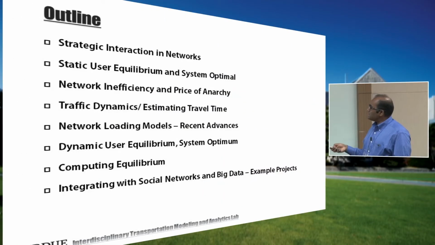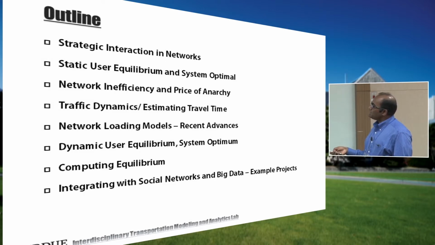So talk about strategic interaction. If we look at transportation networks, there are some differences between other networks. One is there is a strategic interaction. So there are users who are using this transportation network who make decisions on these networks. Then the flow, the cost is a function of flow on the network. Then I'm going to talk about static user equilibrium, network inefficiency in transportation networks, which is the difference between user equilibrium and system optimum.